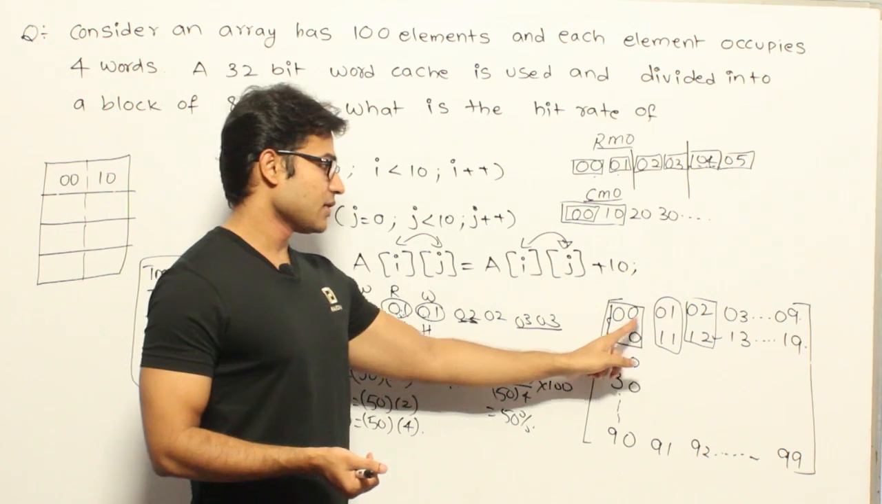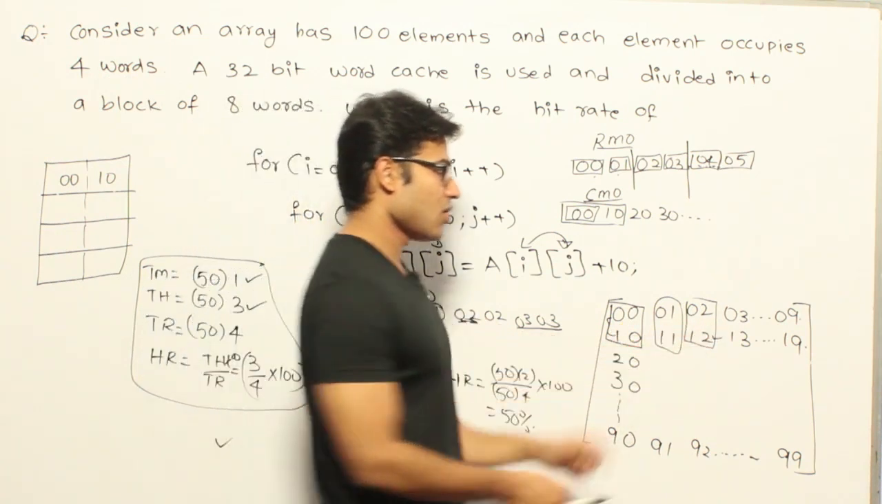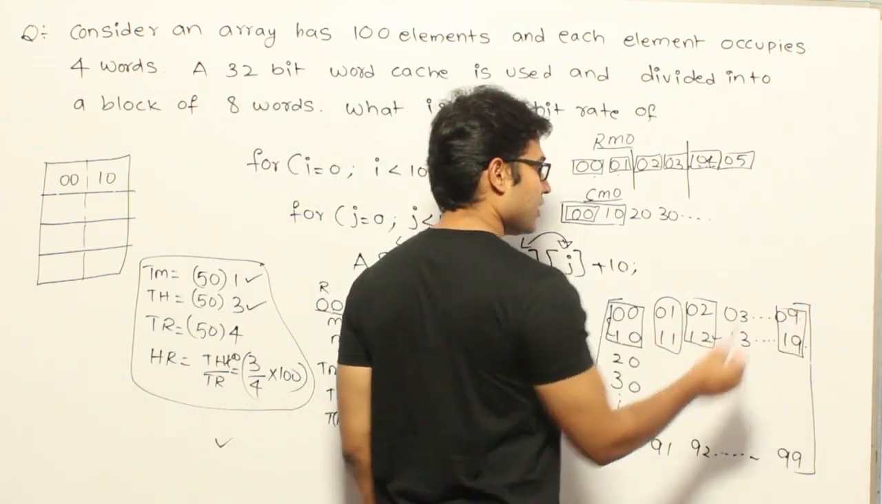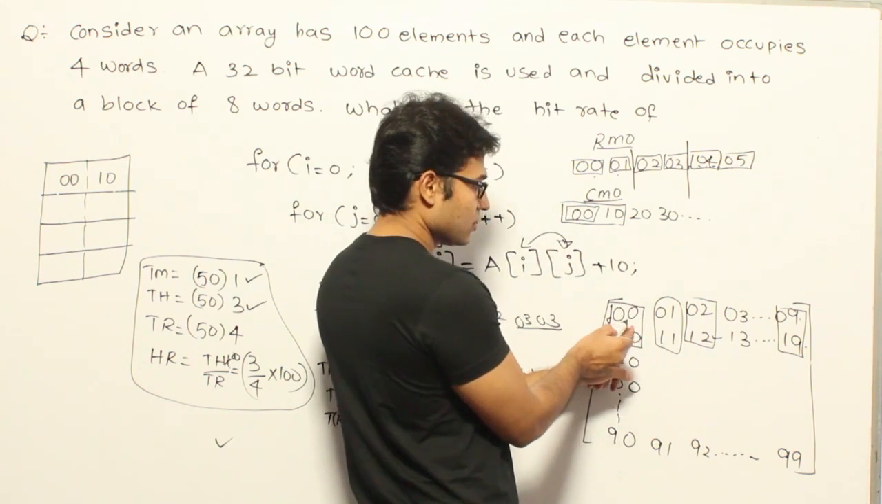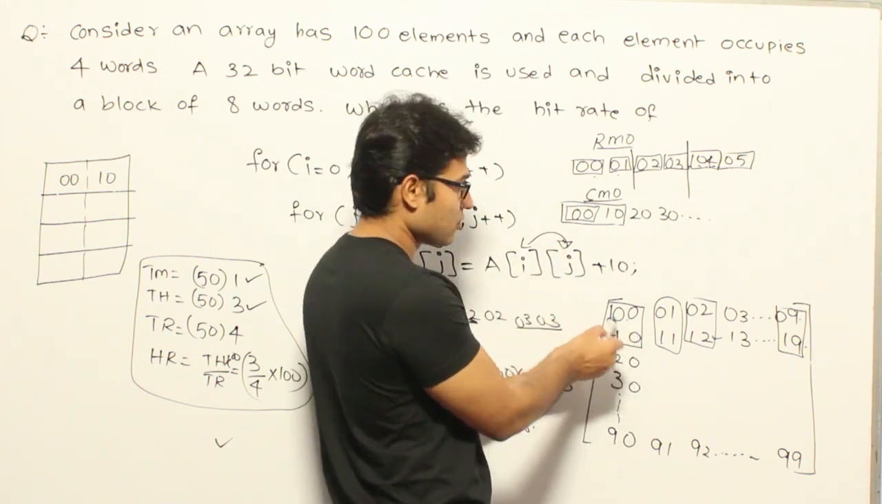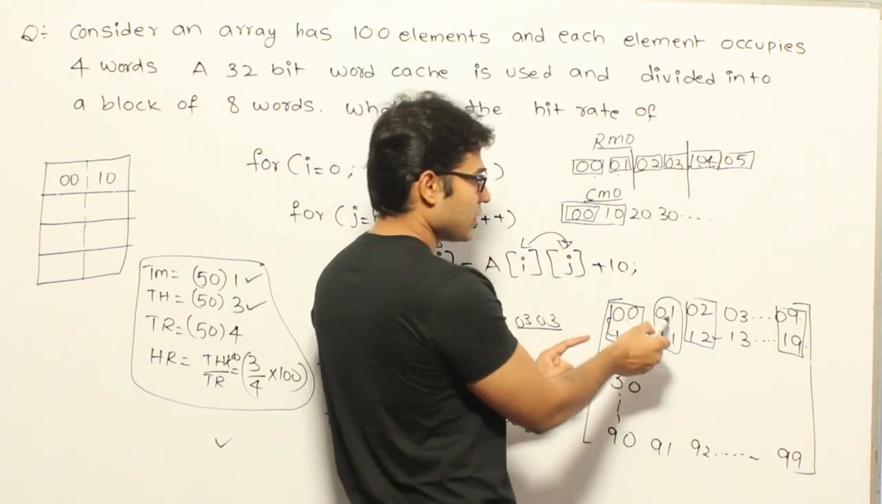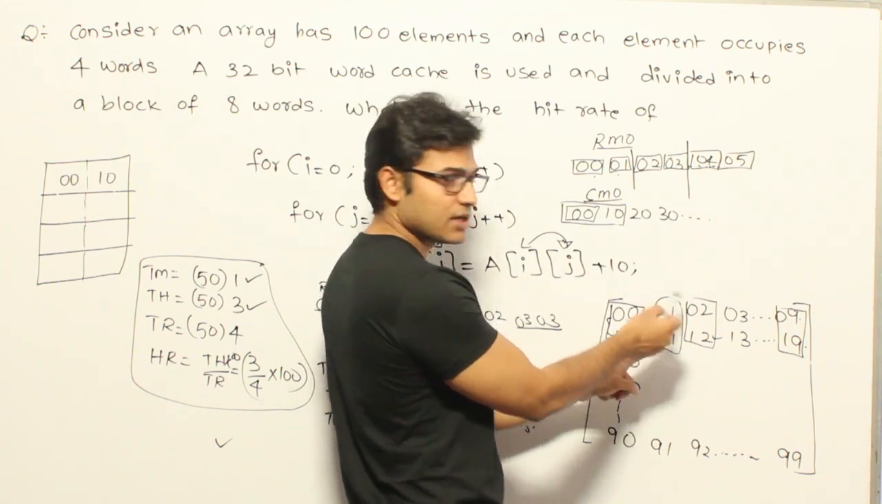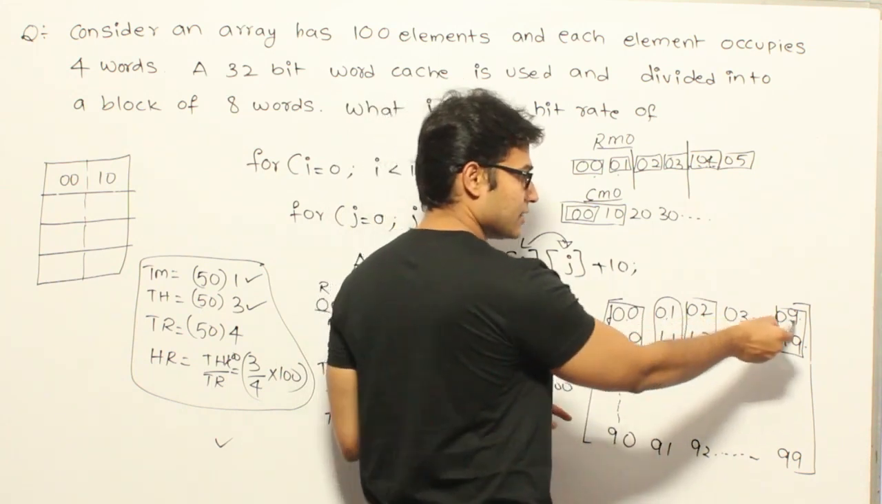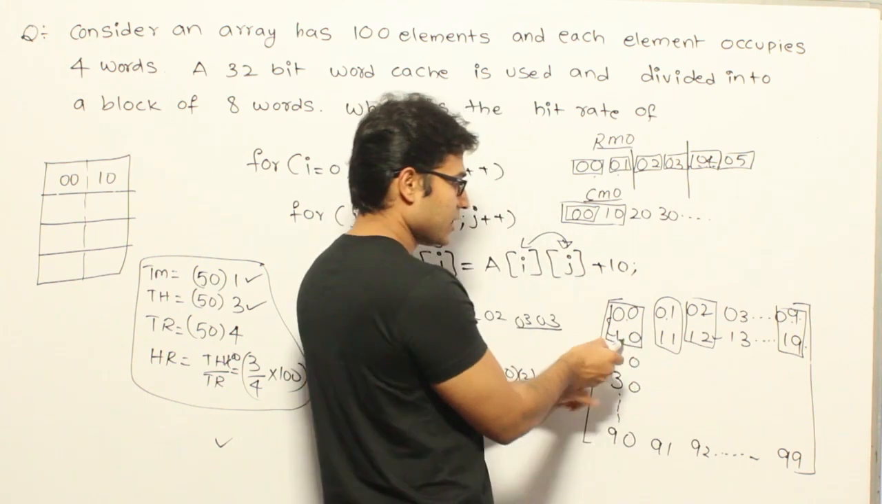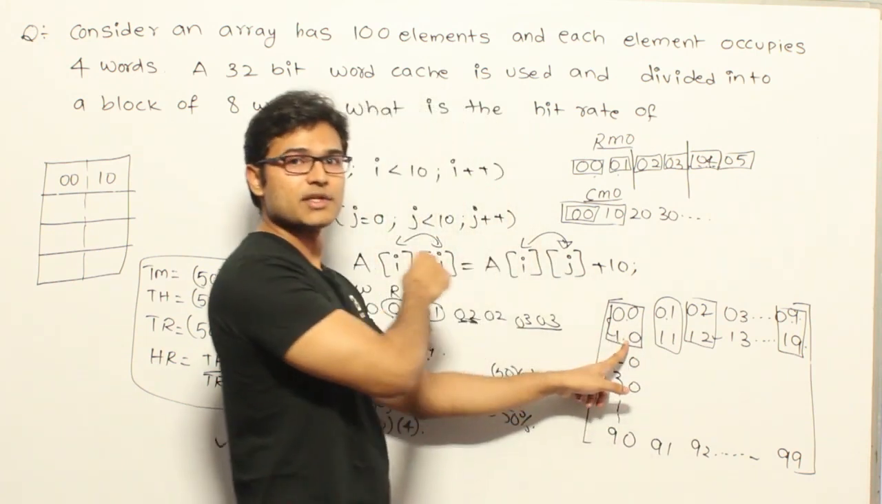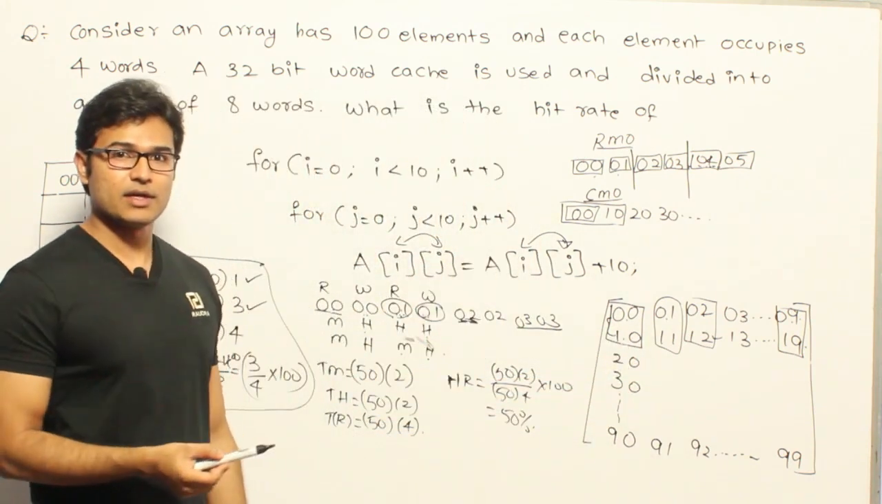Now this block will be saved, this block will be saved, all these blocks will be saved, right? So whenever you access 0 0, for only one miss you are going to get these two elements, and for this one, for one miss you are going to get these two elements, and again like this, and next time by the time you come here, this one will already be present in the cache. Got it?